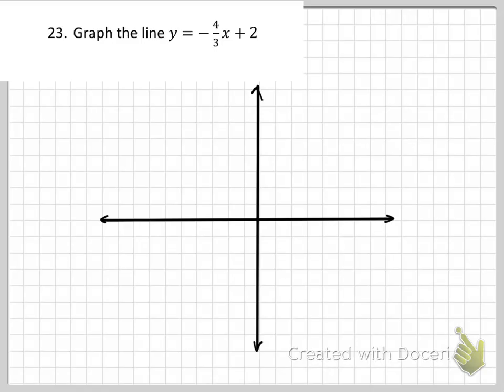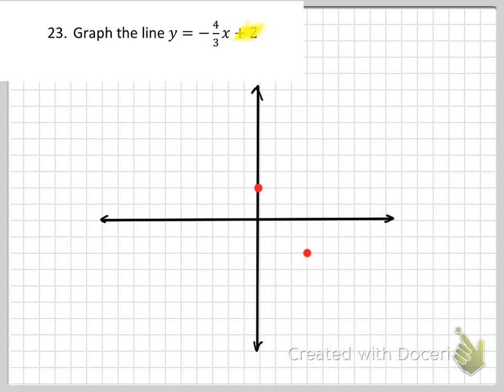Now I'm asked to graph the line y is equal to negative 4/3 x plus 2. Remember, I always look at the y-intercept to figure out where I start. I start at the plus 2. From here, my slope tells me where to go. My slope is negative 4 over 3, so we need to go down 1, 2, 3, 4 units, and then we need to go right 1, 2, 3 units. When I do that, I can put down another point.